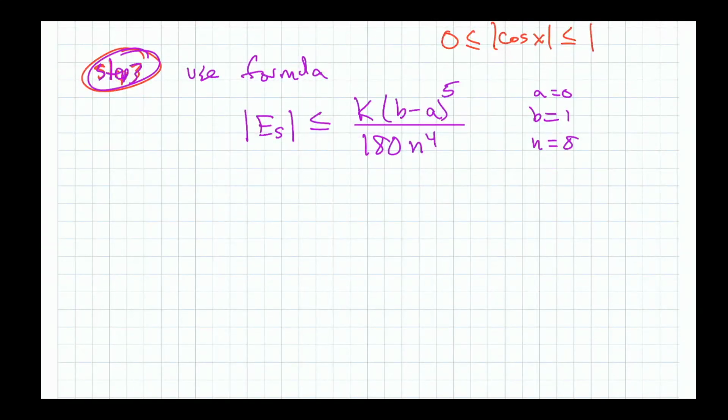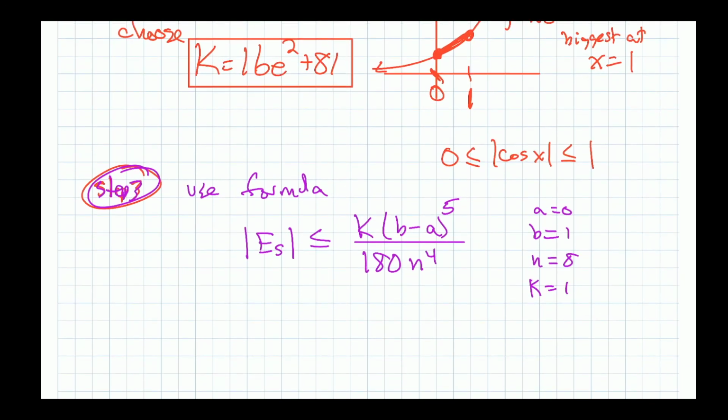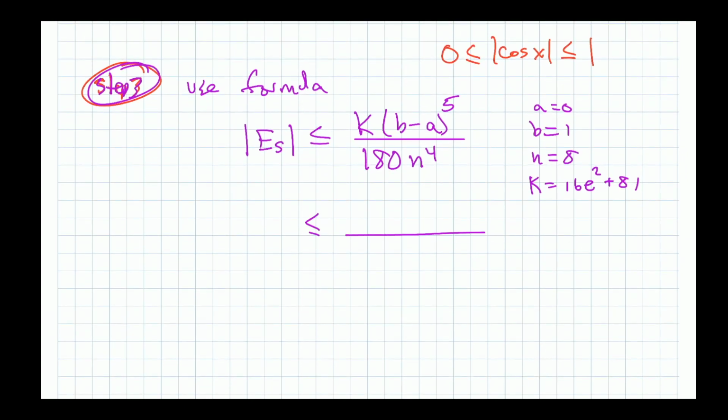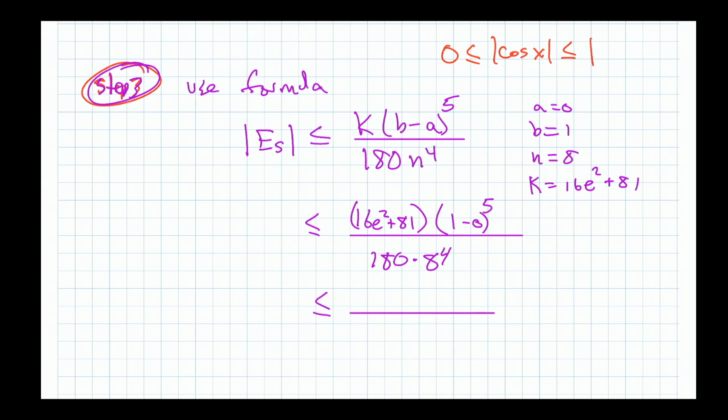8 subdivisions. And then we came up with the k, and the k was annoying, but there, 16e squared plus 81. So you just fill in the numbers. So 16e squared plus 81, times (1 minus 0) to the 5th. Hey, that's easy at least. That's 1. 180 times 8 to the 4th. 8 to the 4th is a big number. All right, so work out the top.